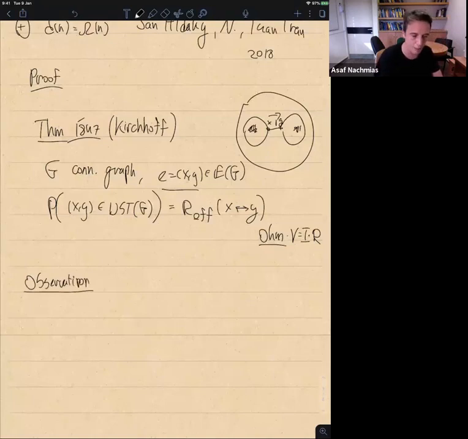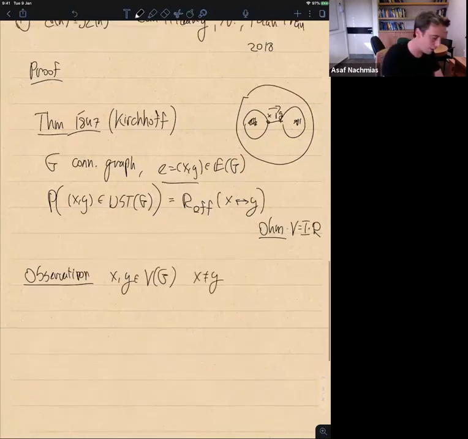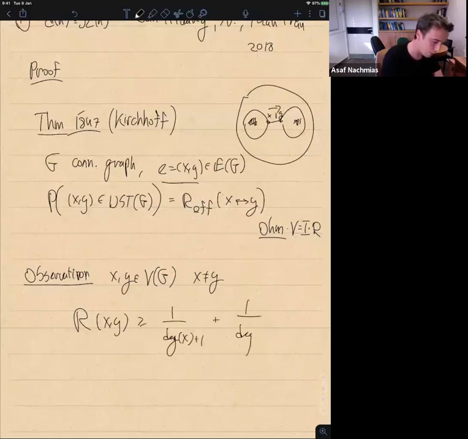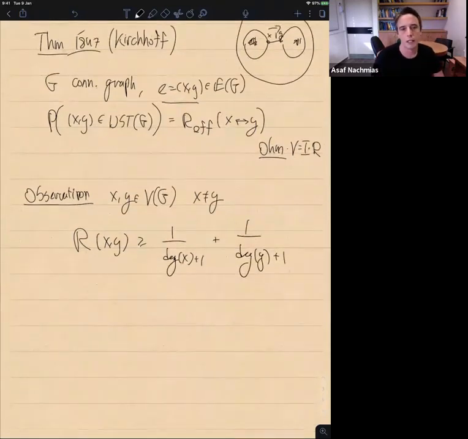If I have two distinct vertices in your graph, X is different than Y, then the effective resistance between X and Y is always at least 1 over the degree of X plus 1, plus 1 over the degree of Y plus 1. And let's see why this is true.